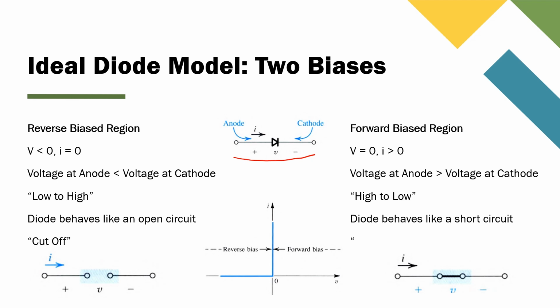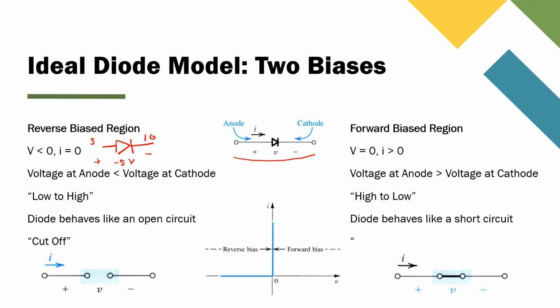Now let's focus on this reverse bias region. So if the voltage across a diode is less than 0, for example, 5 volts to 10 volts, this would be a voltage drop of negative 5 volts. This would signify the reverse biased region of the diode. So the voltage at the anode is less than the voltage at the cathode. I like to think of this as going from low to high, low voltage to high voltage.